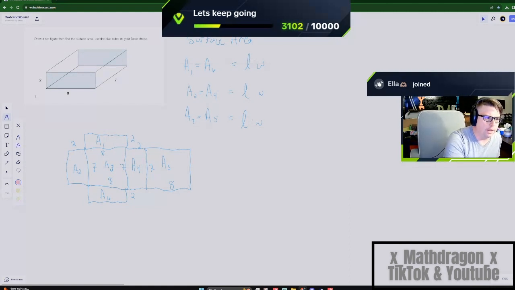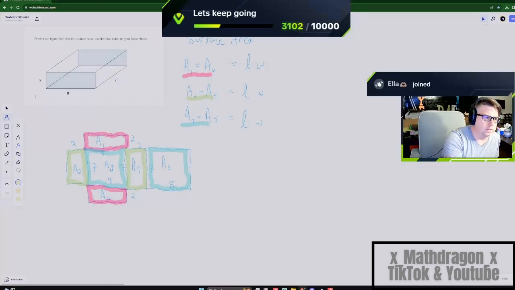So if I look at this one, it's the same as that one. And then we'll turn this one and make it the same as that one. So that's A3 and A5. And then the last one will be A2 and A4.